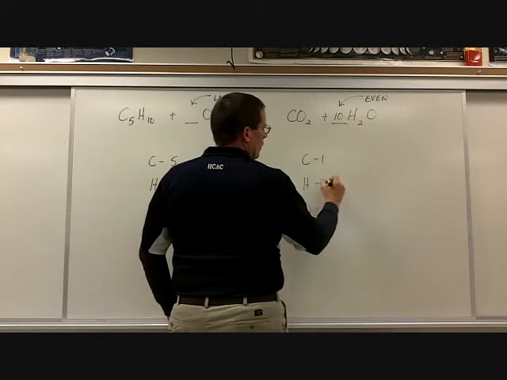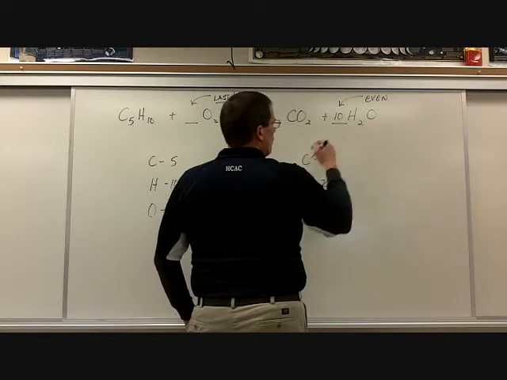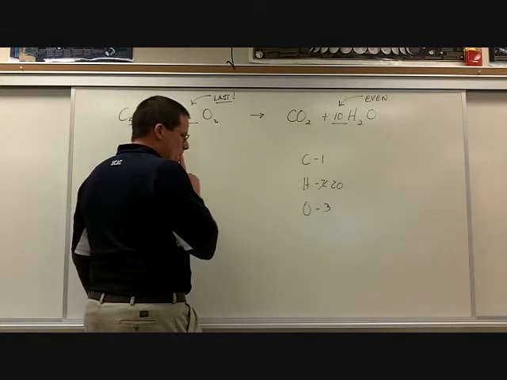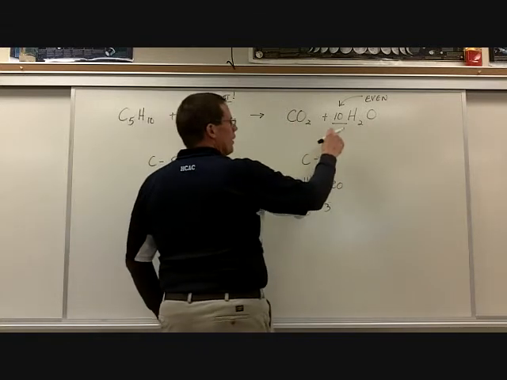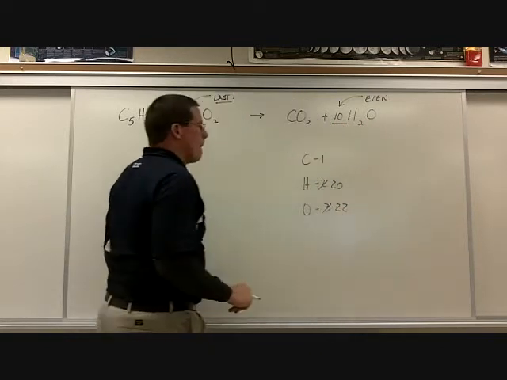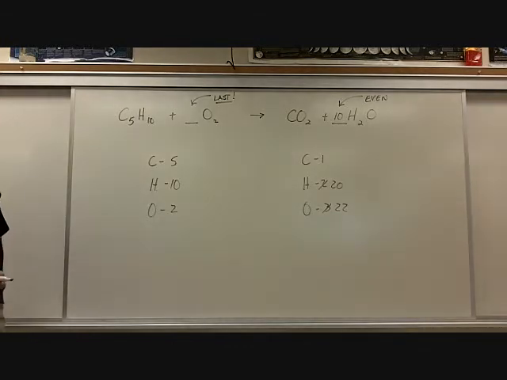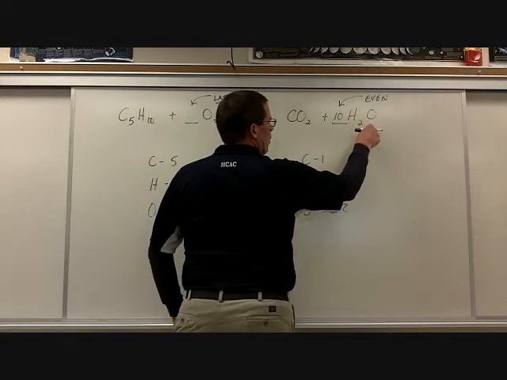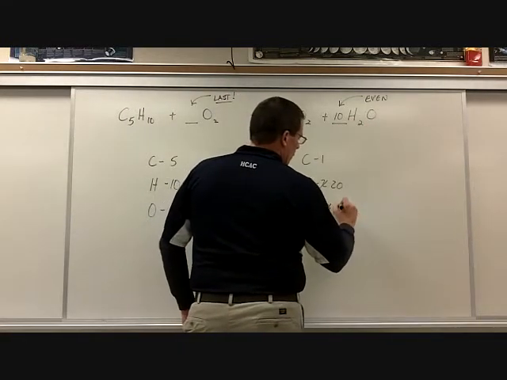All right, so how many hydrogens do we now have? 20. How many oxygen do we have on the right side? 22, very good. So we have 10 times 1 plus 2. Wait, 10 times 1 plus 2, that would be 12. Oh yeah, that'd be 12. Sorry about that. Let's go with 12 today.